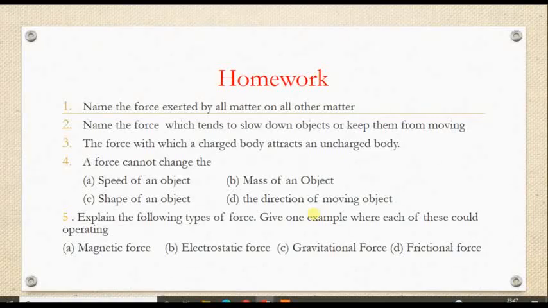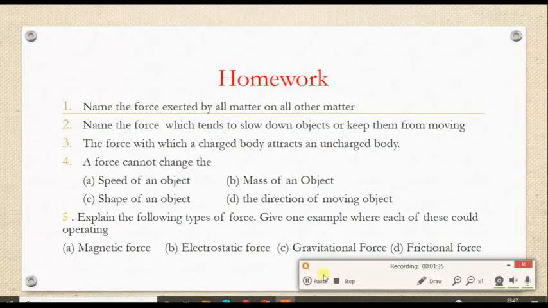Stay home, be safe, and tomorrow I will discuss the frictional force, more about frictional force. I'll take some more simulations on frictional forces and I will discuss.